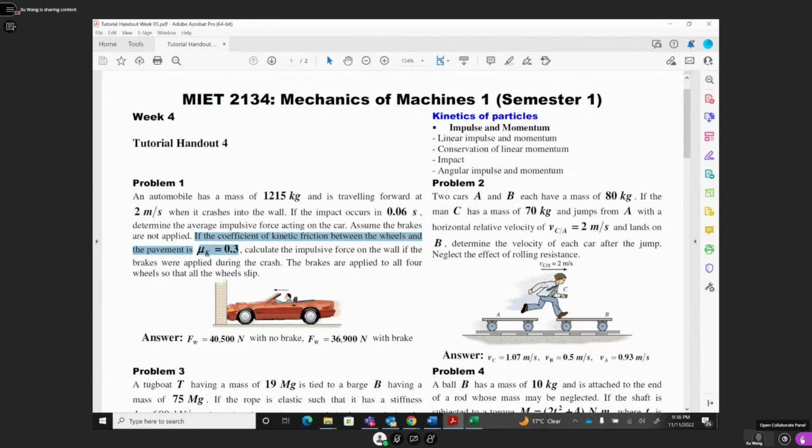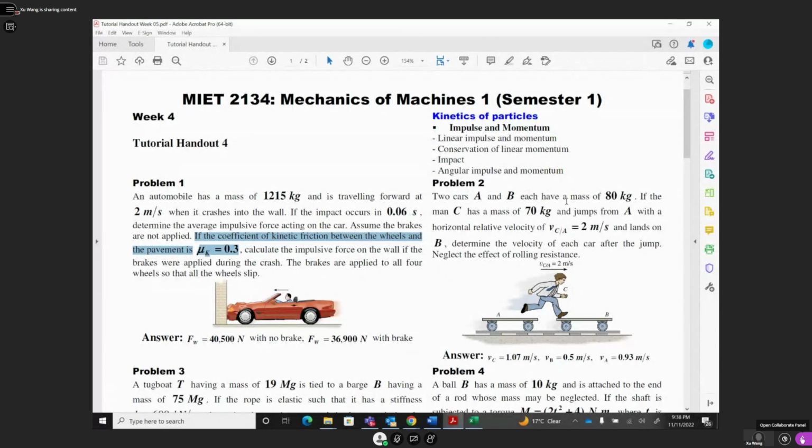Because if this guy jumps off this car, then he will push this car in this direction. We have that feeling, that's normal. Jump over, push the car in this direction, and this car will go in this direction. That's our common sense for that. Okay, and then car B: determine the speed of each car after the jump. That's the question. We ignore the effect of rolling resistance.